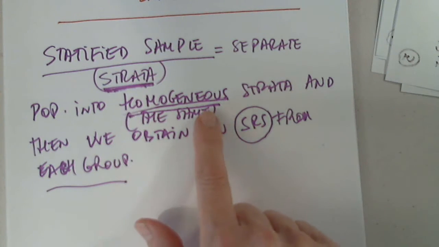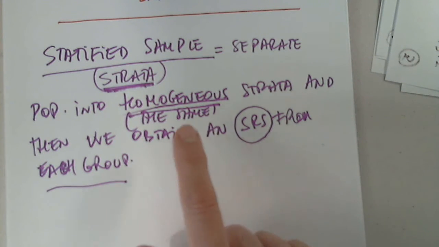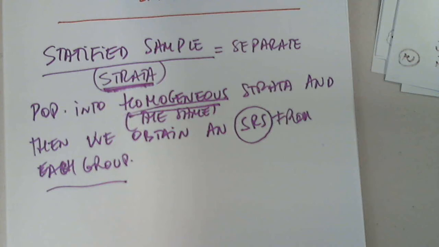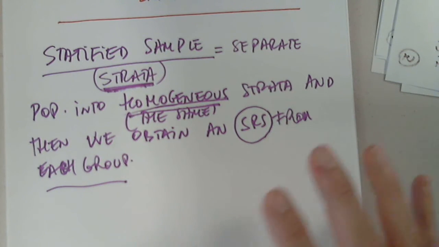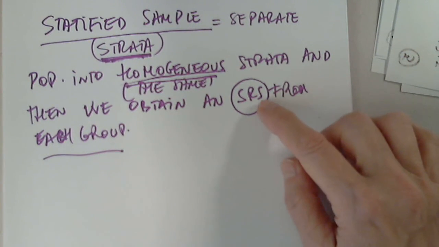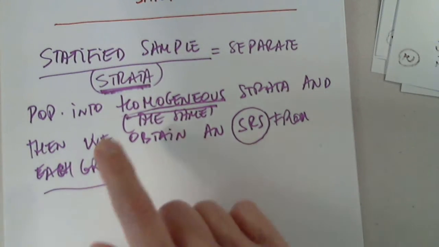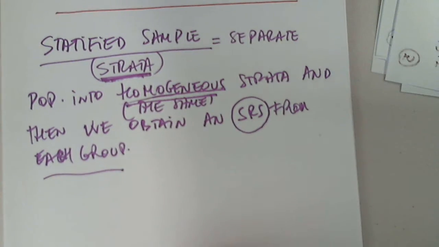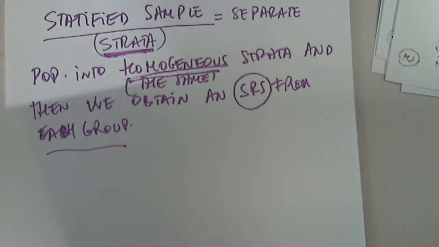into groups that are the same. And after we separate them in groups, we don't take everybody, but we select a simple random sample from each group. And that is stratified sample. And an example is right here.